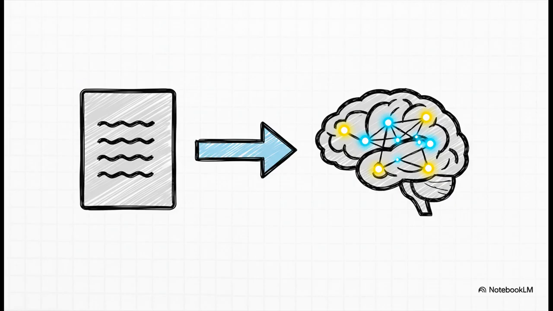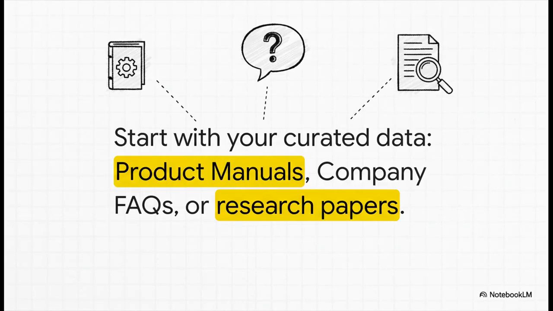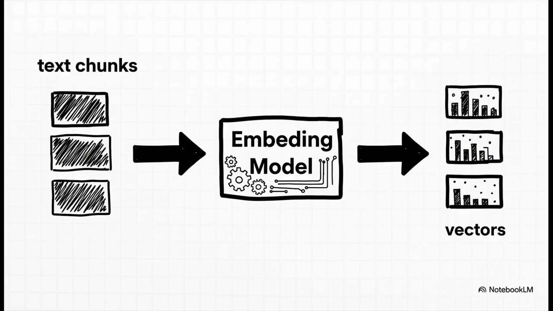Let me show you how that works. So first, we start with that knowledge base we just built, all of our cleaned up and perfectly chunked documents. This is our single source of truth. Then, we feed all that text into something called an embedding model. You can just think of it as a universal translator. It takes our words and turns them into a series of numbers called vectors.